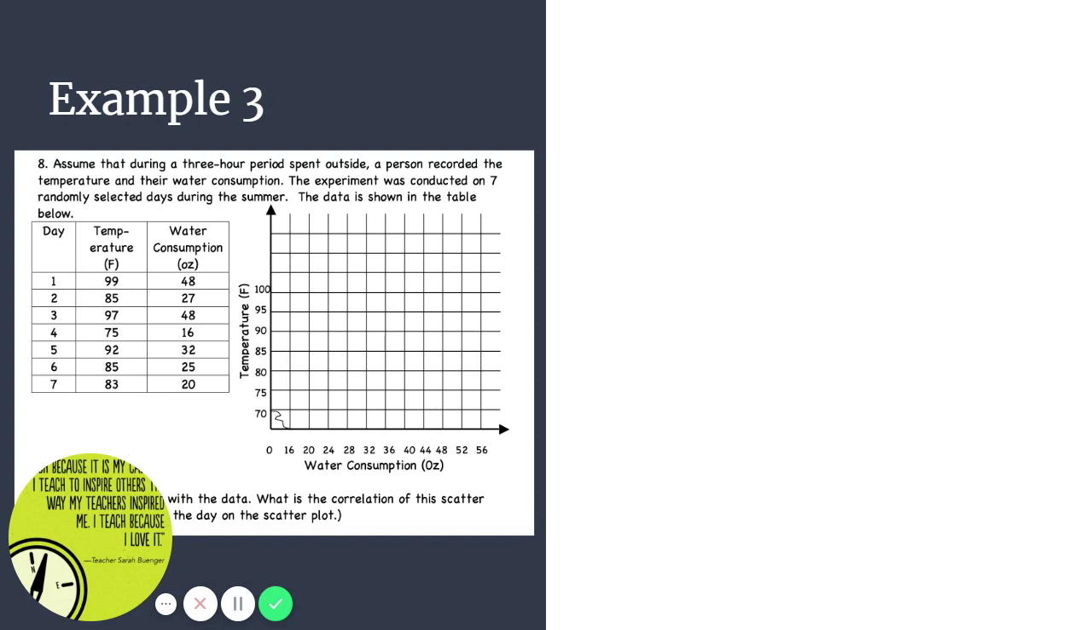Please take a moment to actually complete this graph. And then when you are ready, come back to the slide and press play so that we can go through example number 3 together.